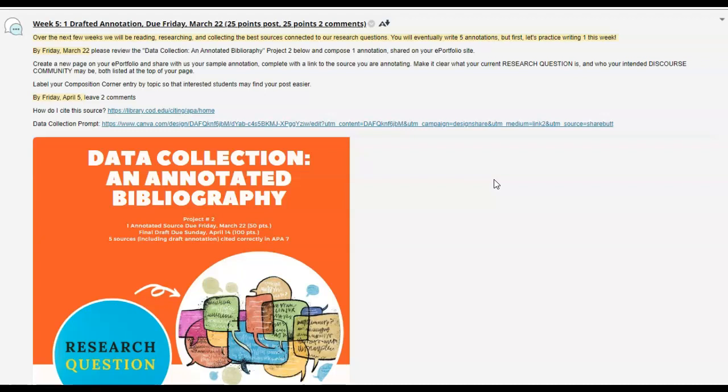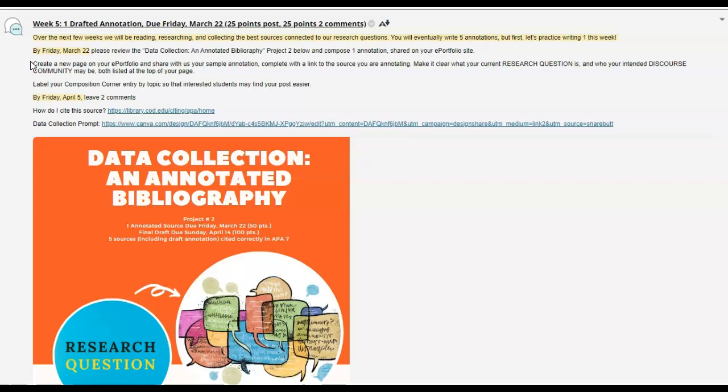But first, for this week, I want us to practice just writing one annotation. I'm going to give you feedback and comments on that particular annotation before you continue to collect, read, and write the next 4. So by Friday, what I'd like you to do is please review our prompt, which I'll discuss in just a moment. I want you to create a new page on your ePortfolio and share with us your sample annotation, complete with a link to the source you're annotating.